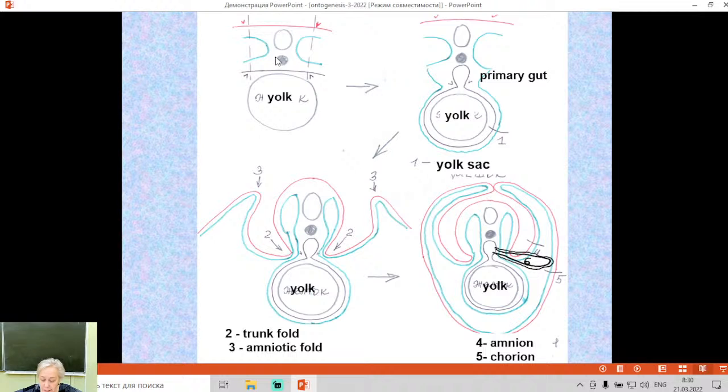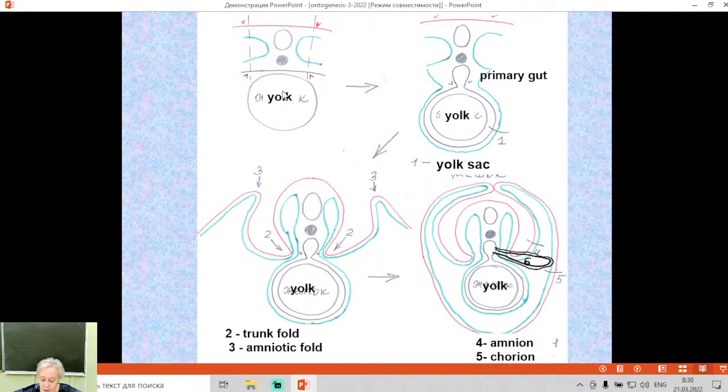The embryo has embryonic and extraembryonic ectoderm, with the embryonic ectoderm on one side and the extraembryonic ectoderm on the other. Each embryonic endoderm has the extraembryonic endoderm beside it, and the embryonic mesoderm has the extraembryonic mesoderm beside it.